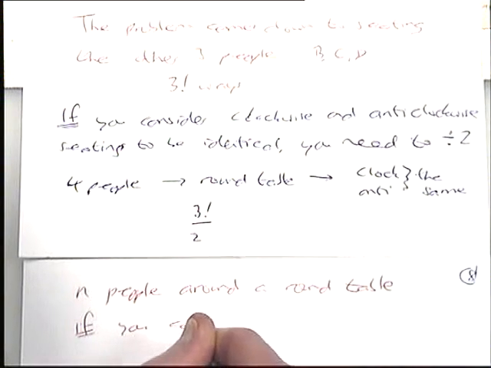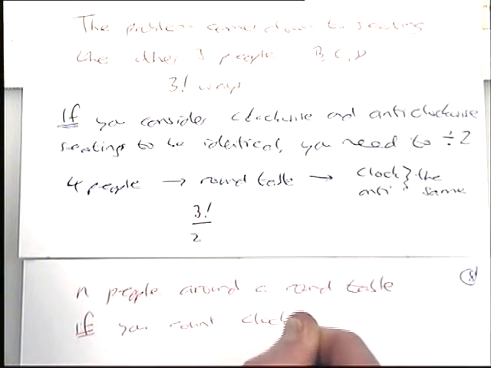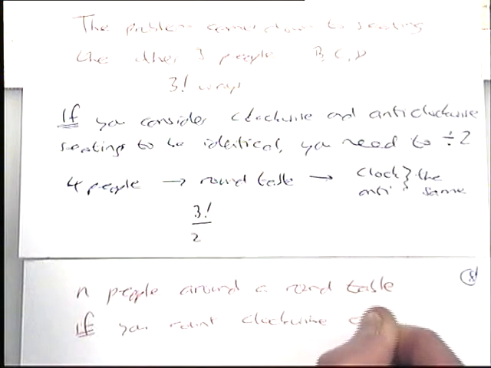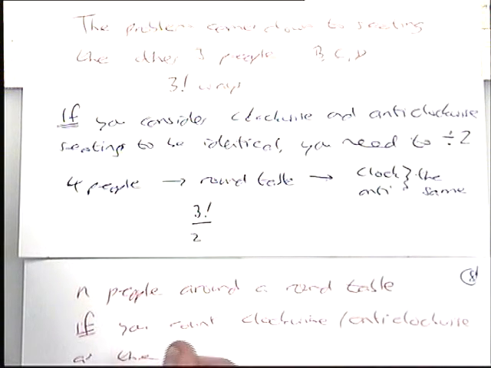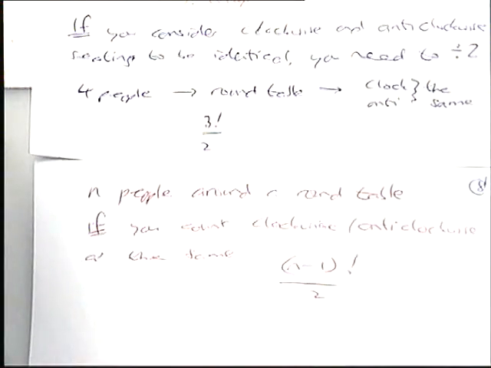So if you count clockwise and anti-clockwise as the same, is it n minus 1 factorial divided by 2? It is, yes. n minus 1 factorial divided by 2. Okay, so that's a useful one to learn.